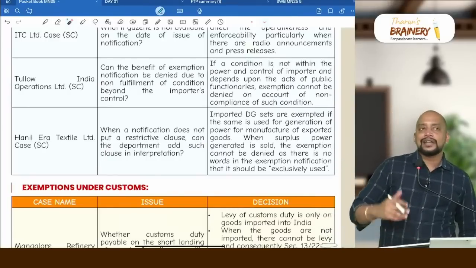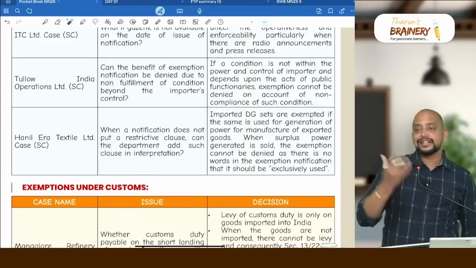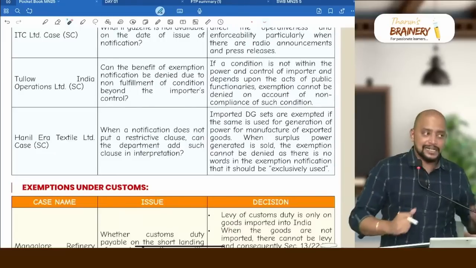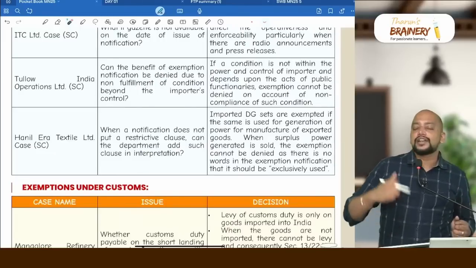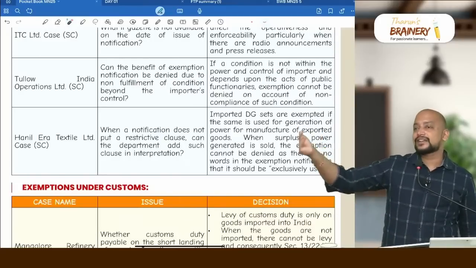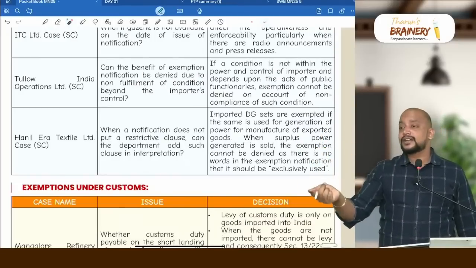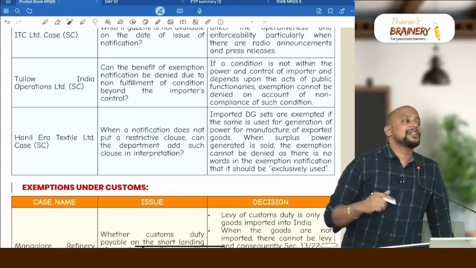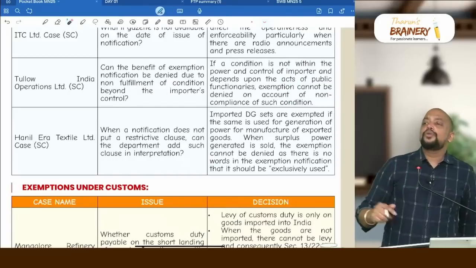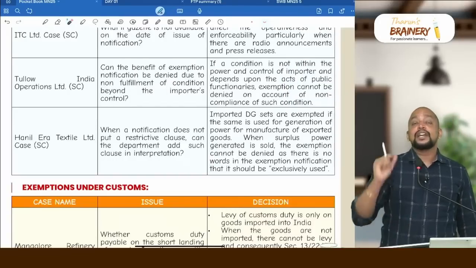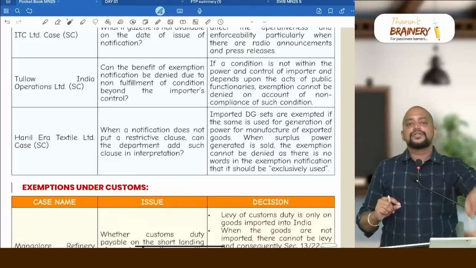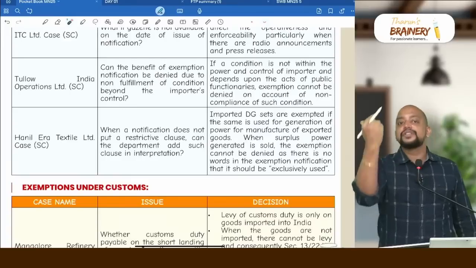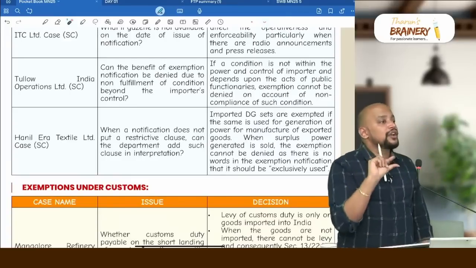But what they have done is that they have imported it and generated the electricity, and used it for manufacture of finished goods for export, but there is some surplus electricity. That surplus electricity which they generated, they sold outside to their sister concern, etc. Because they generated surplus electricity and sold it to a sister concern, the department denied the exemption on the imported diesel generator set. But actually nowhere in the exemption notification is it given that the imported goods should be exclusively used in manufacture of finished goods for export. As the restrictive clause 'exclusively' is not given in the notification, you cannot add that.